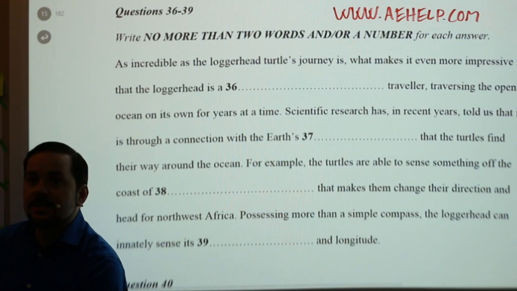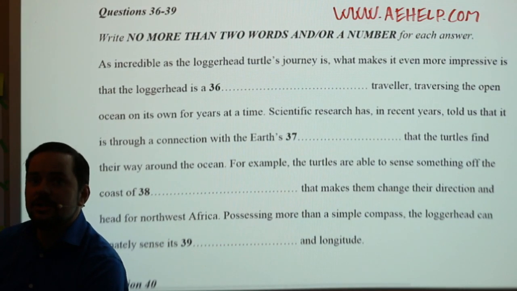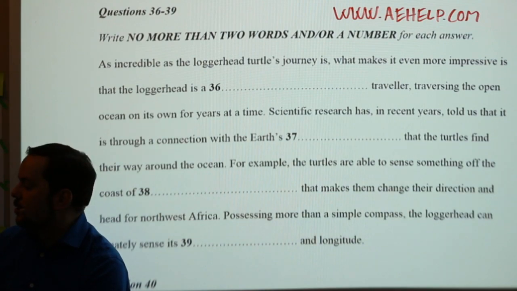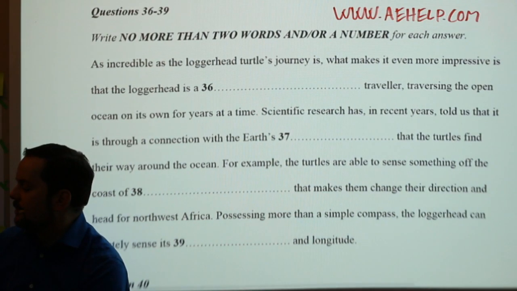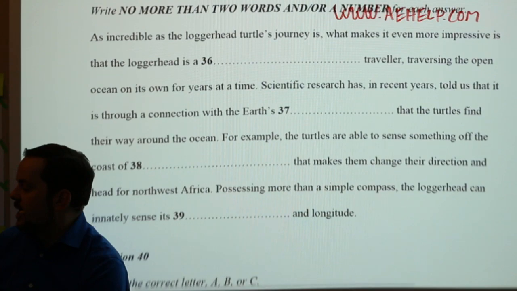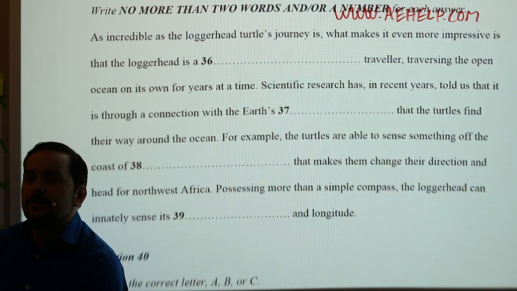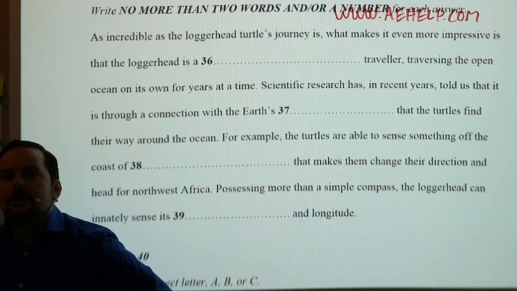And then 36 to 40, it's a paragraph completion question. So 36 to 39, sorry. As incredible as the loggerhead turtle's journey is, what makes it even more impressive is that the loggerhead is a something traveler.